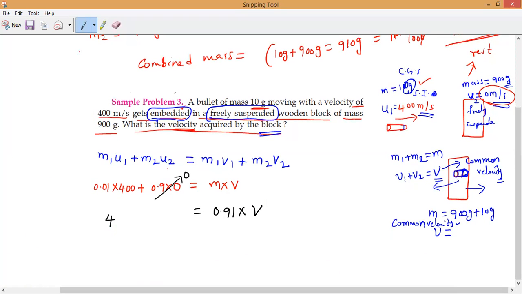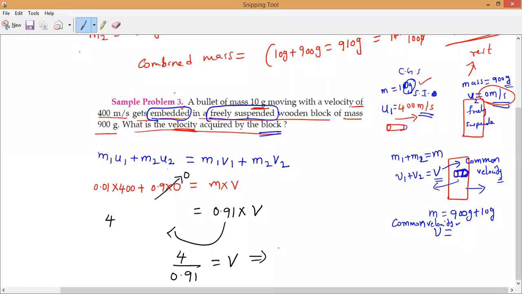Now we want to find velocity. This 0.91 is in multiplication, it will come to this side. What will it become? Division. So 4 divided by 0.91 is equal to velocity. Everybody do this division and tell me the answer. Velocity is equal to 4 divided by 0.91.